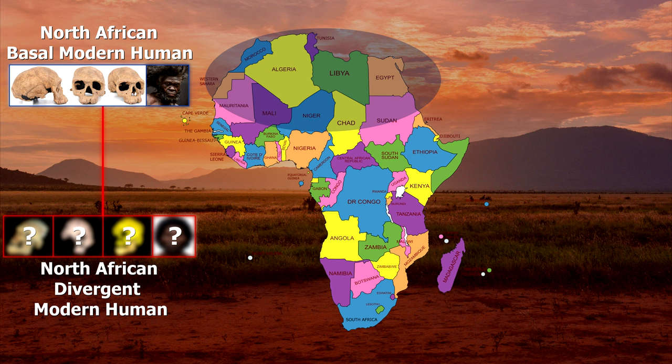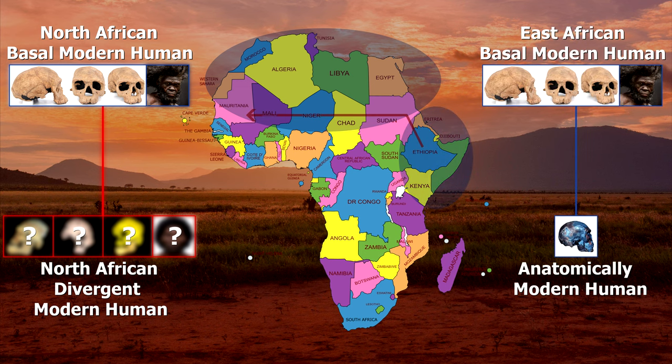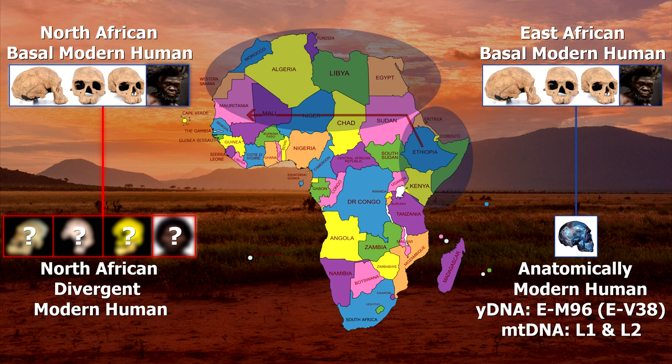What likely occurred was a migration of anatomically modern humans from East Africa and into the Sahara tens of thousands of years ago. These particular anatomically modern humans would have carried subclades of paternal haplogroup E-M96, mainly via E-V38, and subclades of maternal haplogroups L1 and L2. While in the Sahara, they would have encountered the North African divergent modern humans, who would have carried archaic ancestry as a result of previously breeding with an unknown archaic human species.